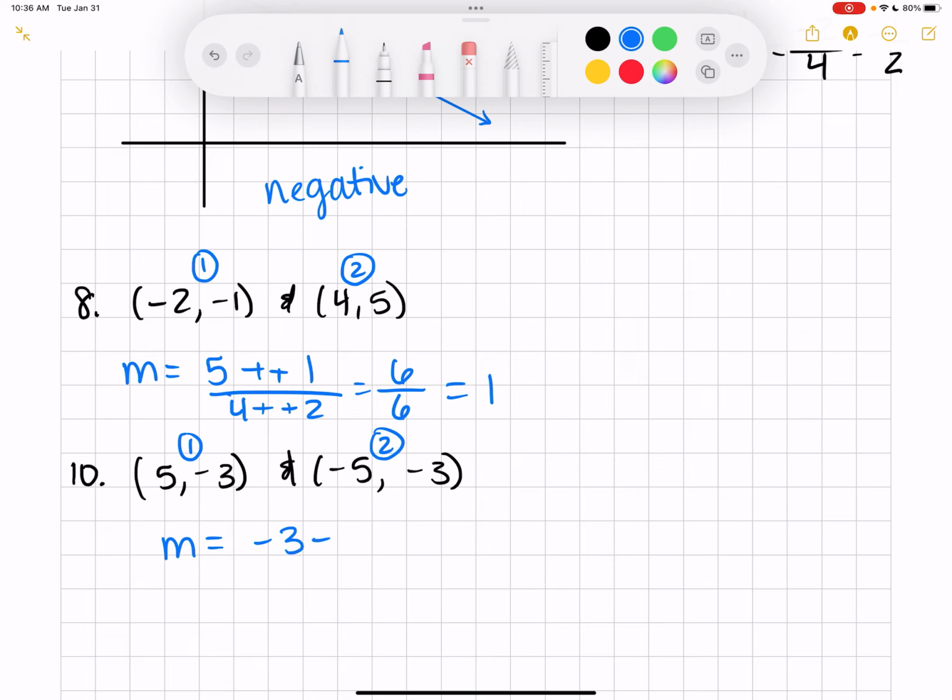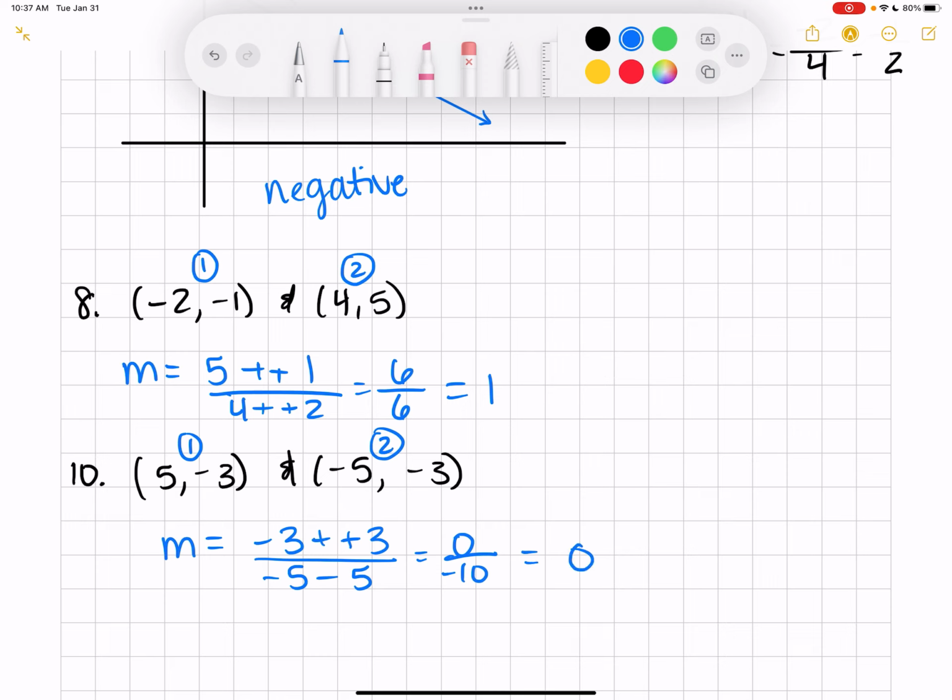Yep, minus negative 3, so that's going to become positive there, divided by negative 5 minus 5. So then negative 3 plus 3 is 0, divided by negative 5 minus 5, which would be negative 10. 0 divided by anything is what? 0. So my slope is 0.